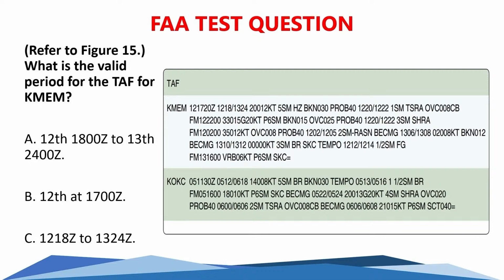All right, let's go ahead and take a look at this one. So I'm just going to do Memphis here, but this is another one that is pulled directly from Figure 15 in your testing supplement. So I would encourage you guys to take a look at it. Most of the written test questions that you're going to find relating to TAFs are going to be part of these two TAFs. So if you're able to decipher what you guys see on the screen, you should be good to go moving forward. Okay.